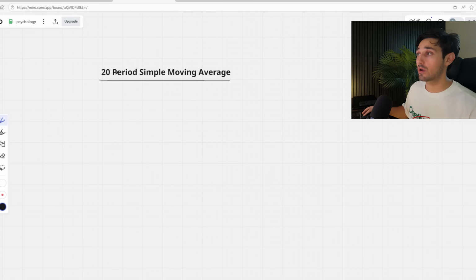So I want to see the 20 MA either trending higher or trending lower. Now, obviously, if it's in an uptrend, I want to see it trending higher. If price is in a downtrend, I want to see it trending lower. Now, you want to ignore the 20 MA.